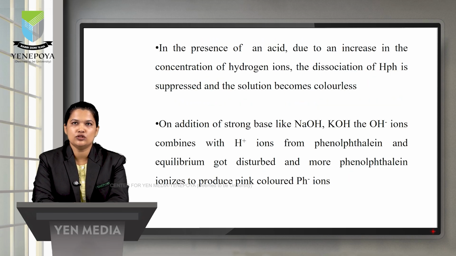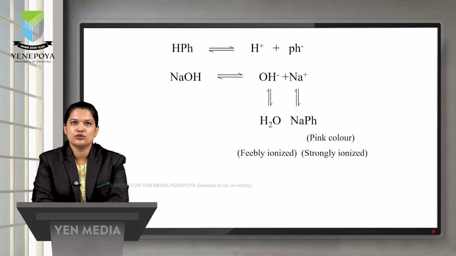In the presence of an acid, due to the increase in the concentration of hydrogen ion, the dissociation of HPh is suppressed and the solution becomes colorless. On the addition of strong bases like NaOH or KOH, the OH minus ions combine with H plus ions from phenolphthalein, and the equilibrium gets disturbed and more phenolphthalein is ionized to produce pink colored Ph minus ions. The HPh dissociates to give H plus and Ph minus, and NaOH dissociates to give OH minus and Na plus. The OH minus and H plus combine to give water, and Na plus and Ph minus combine to give the pink colored NaPh compound.